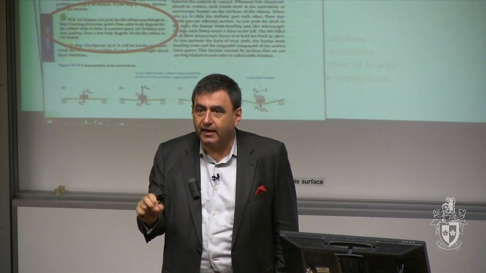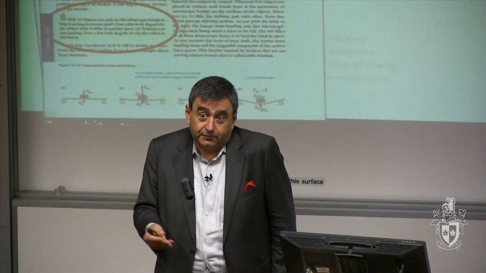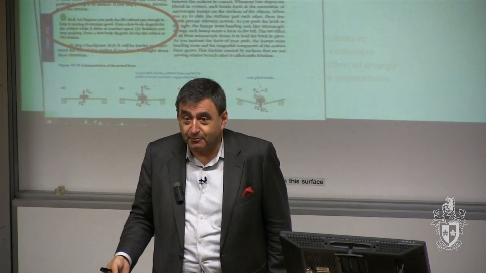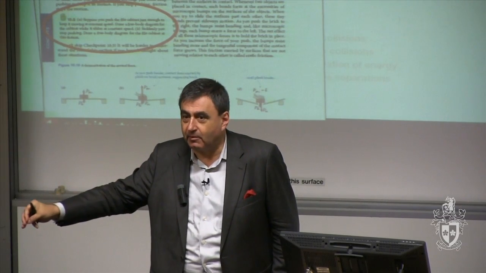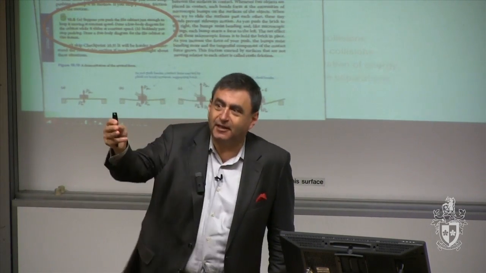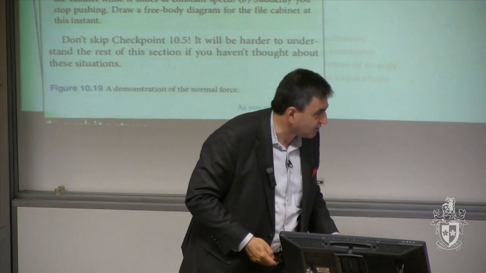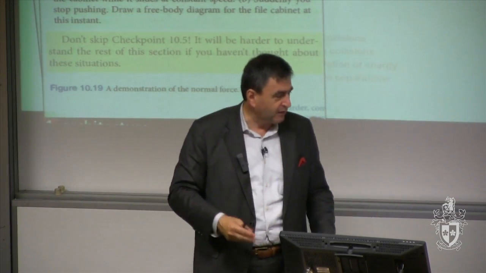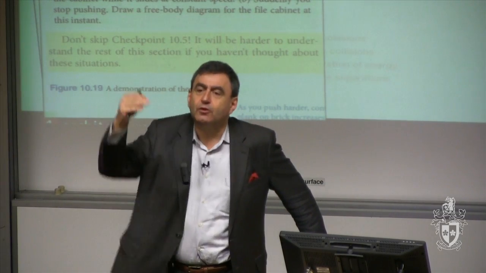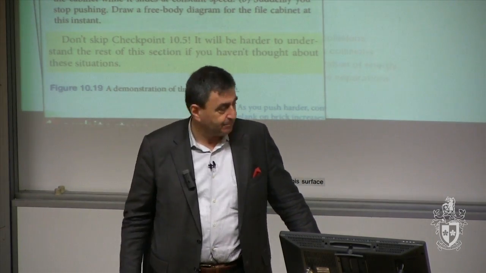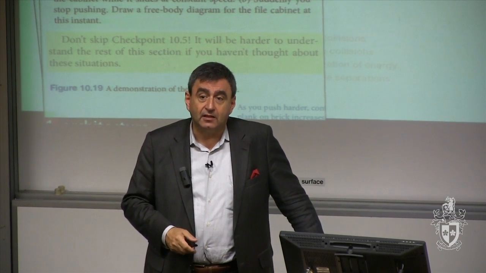Right after, it may say, the answer to this checkpoint may surprise you. Well, if you haven't done it, there's nothing that surprises you. Or, as this checkpoint shows, blah, blah, blah. If you haven't done it, it sort of forces you back. I think this one says, don't skip checkpoint 10.5. It's harder to understand the rest of this section if you haven't thought about it. So I always try to point back to it. There are about 30 of them per chapter, so close to 1,000 in the entire book.